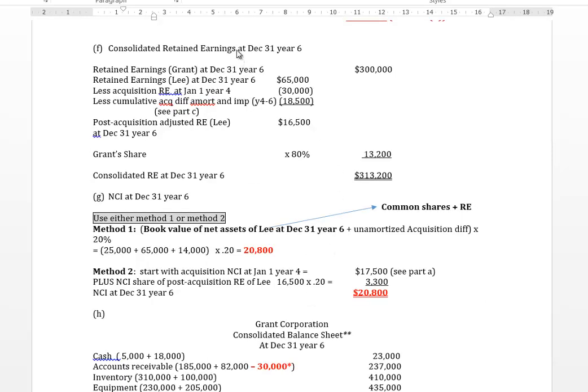So now here in part F, we're going to calculate the consolidated retained earnings balance at December 31st, year 6. This balance will go on the consolidated balance sheet at the end of year 6 for Grant. So what do we do? We start with each separate entity's retained earnings. Here we have for Grant, the parent, $300,000, and we have for Lee at the end of year 6, $65,000.